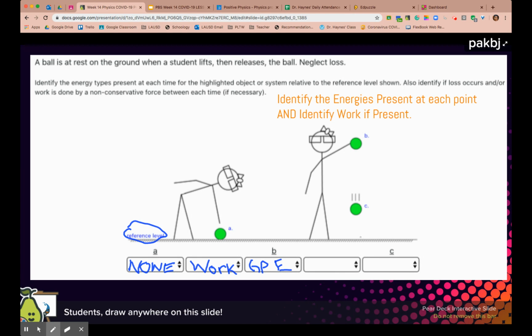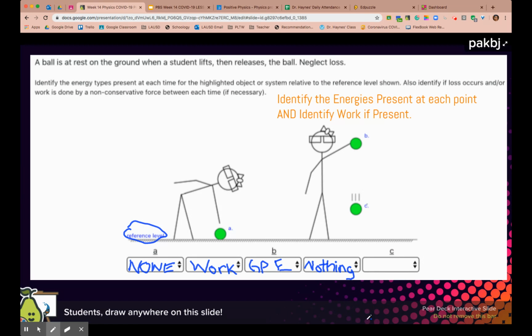Now between B and C, the person lets go of the ball. What does that do? That means that's nothing actually. So there's nothing that happens when you let go of something. You're not adding energy to the system and you're not taking it away. And we're not going to talk about loss because our problem told us not to. So we're going to listen to the problem. Exactly. Good. Someone said because neglect loss.